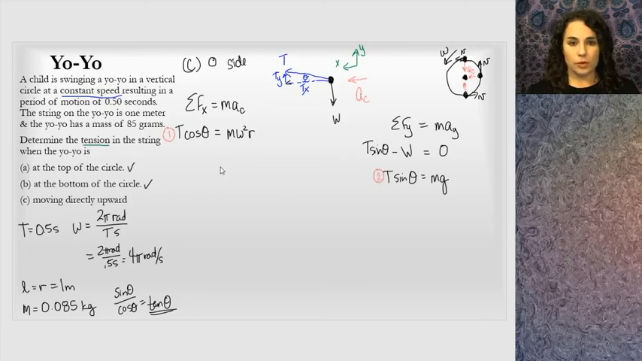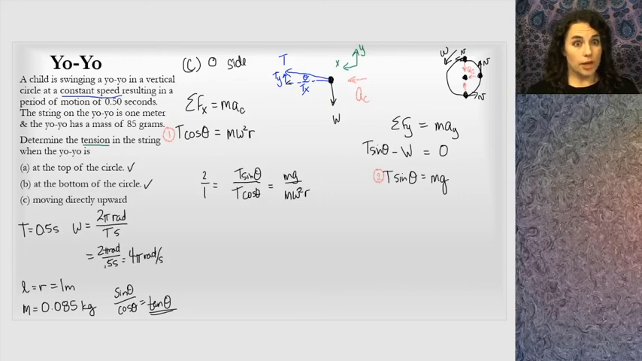I'm going to take equation 2 and I'm going to put it over equation 1. So equation 2 is this. I'm just going to write out T sine theta and put mg. And then I'm going to put the second equation on the bottom. The second equation is T cosine theta. And that has to equal m omega squared r.